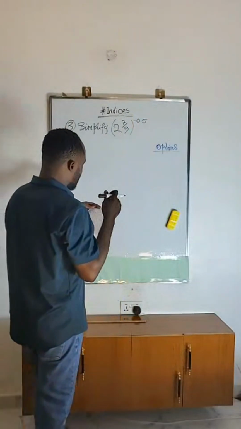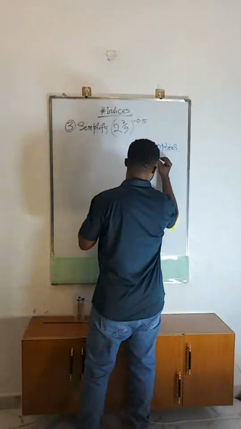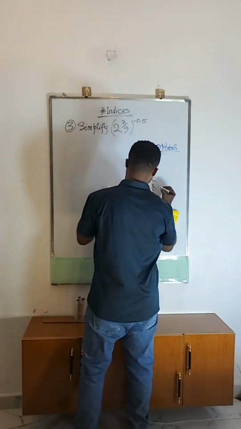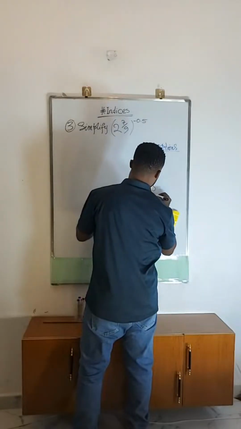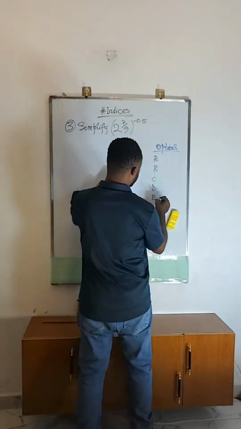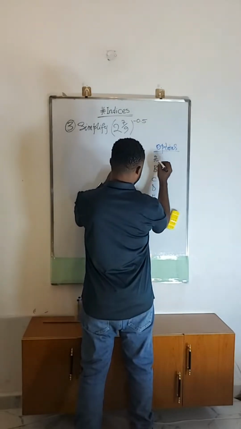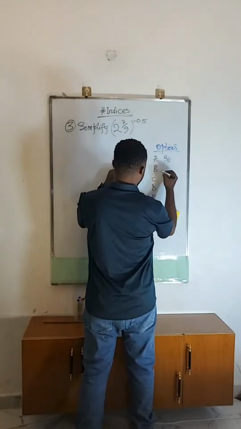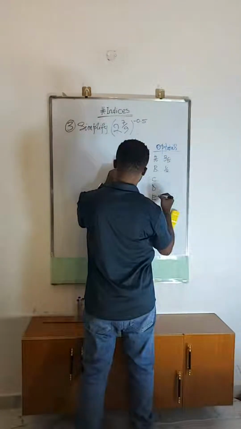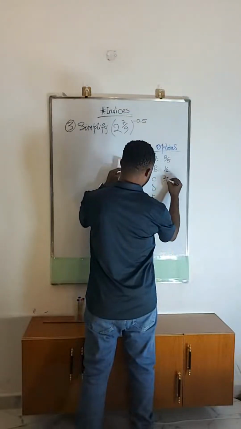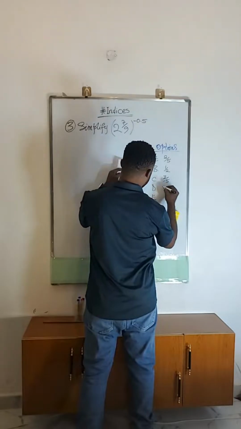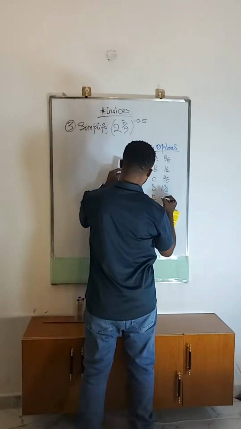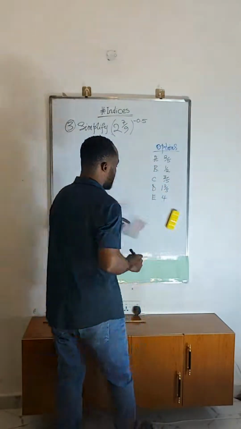Okay, and that one has options, option A, B, C, D. That one has options up to E. Let's see. Option A is 2 over 5. Option B is 1 over 2. Option C is 3 over 5. Option D is 1 whole number 2 over 3. And option E is 4.